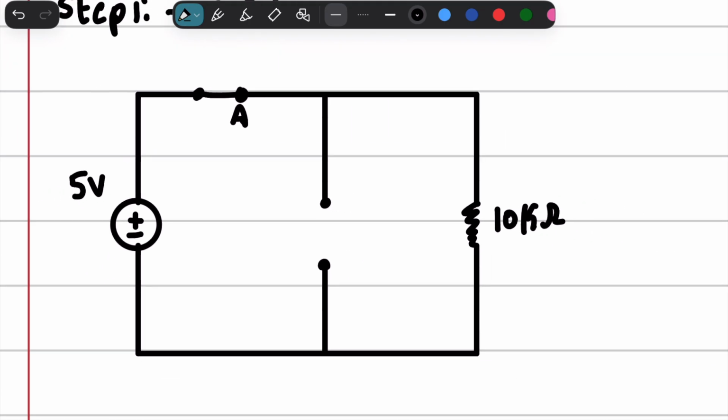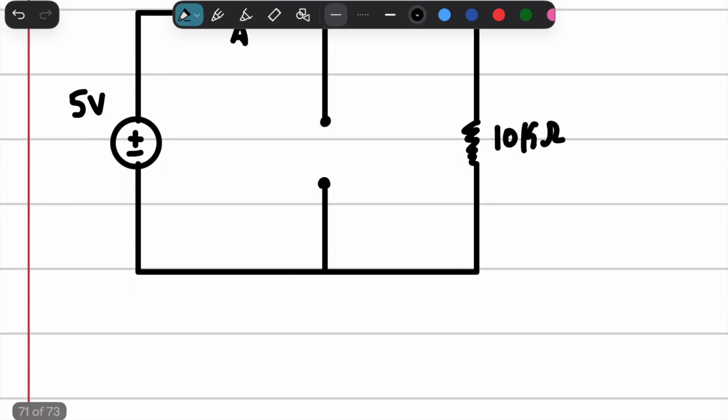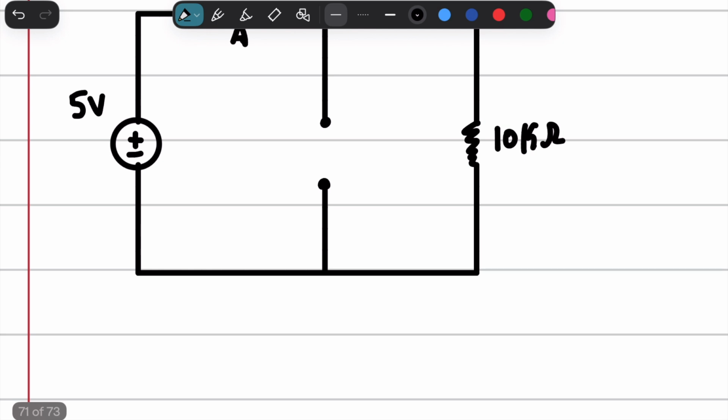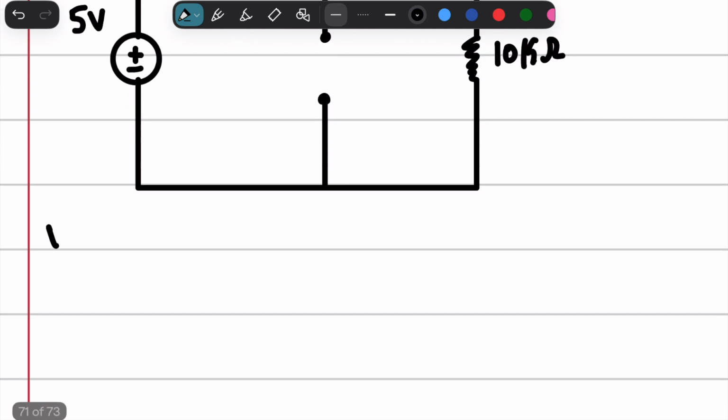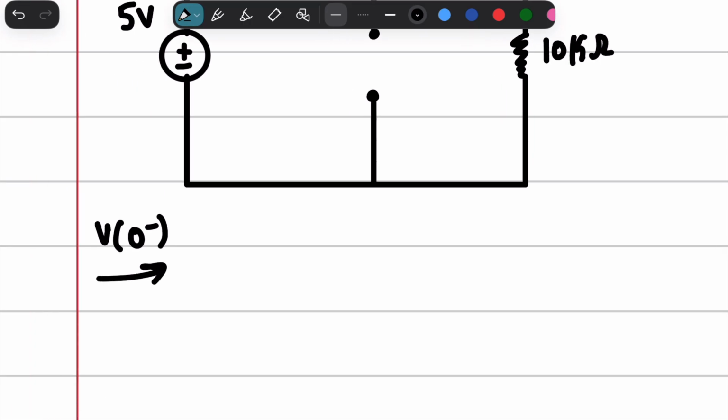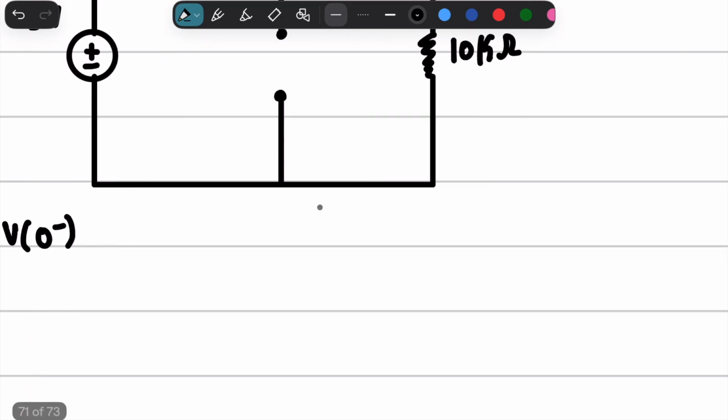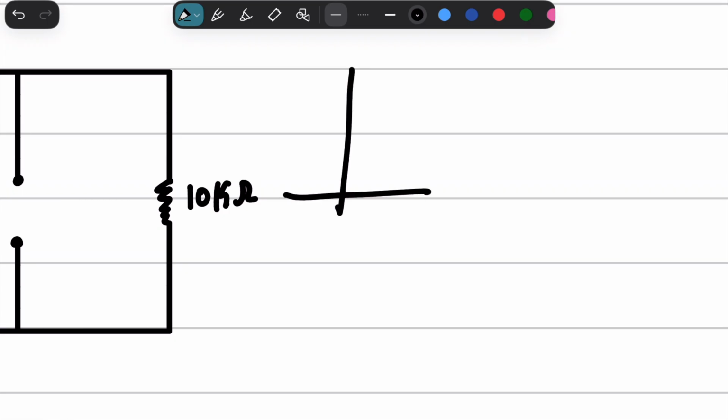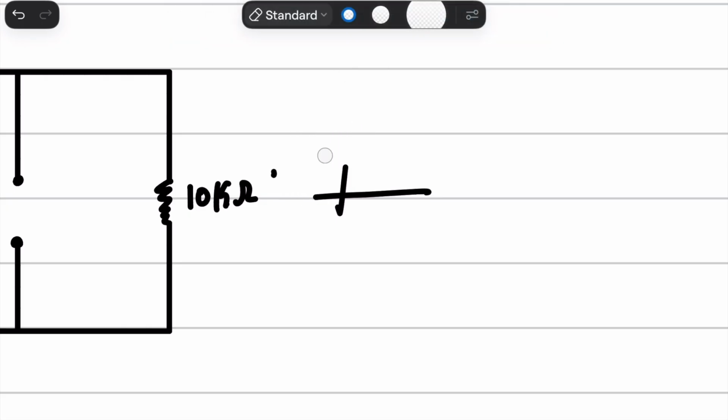So yeah, now let's figure out everything that's going on in the circuit. First of all, everything at this point is going to be V of 0 minus, because it's everything leading up to 0. Like if you have a graph, it's everything it can be doing up until it reaches 0. That's all we care about for right now because we're only looking at the negative infinity portion.